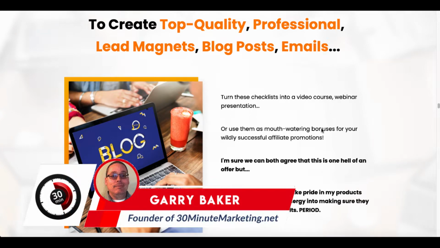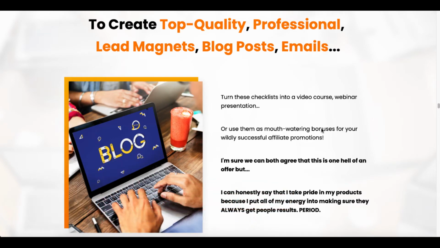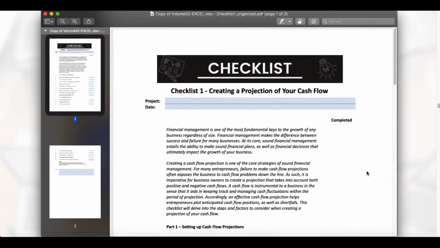In this quick video, I want to show you a shortcut to creating top quality professional digital products. Of course, those can be lead magnets, blog posts. You could use these in emails to sell products as an affiliate or your own products. And what I'm talking about is taking checklists that you can turn into these digital products. And these checklists are the shortcut to creating products like you see right here.